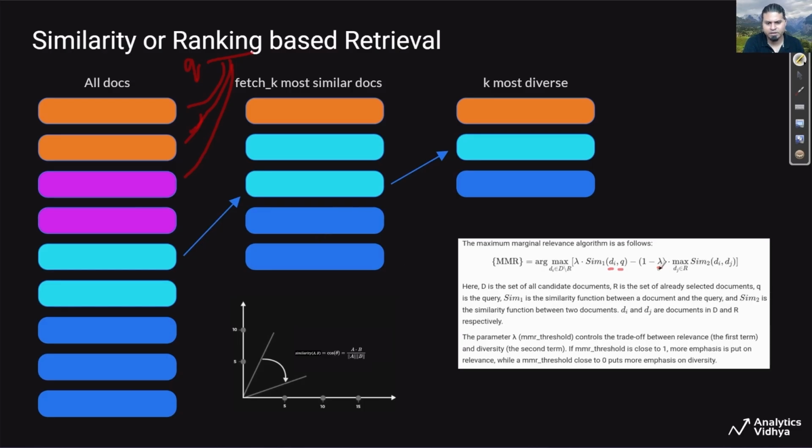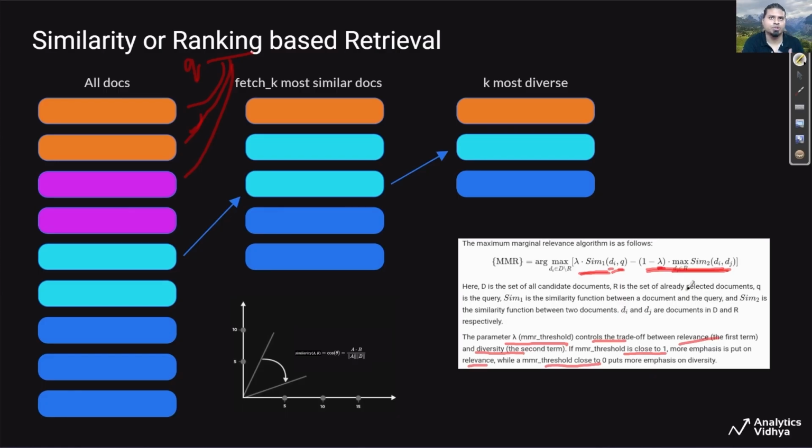And it also has a multiplier here, which is known as the MMR threshold, which controls the trade-off between relevancy, how similar is the document, how related or relevant it is to the input question, and the diversity. So if the MMR threshold is close to 1, then it puts more weight on how relevant the document is to the given question. And if the MMR threshold is closer to 0, then it puts more weight on trying to get more diverse documents. So they may not be totally relevant to the input question, but it increases the diversity.